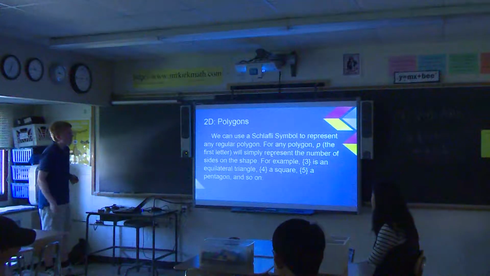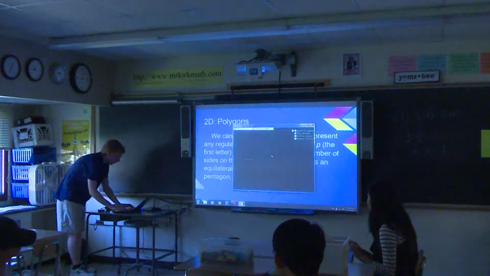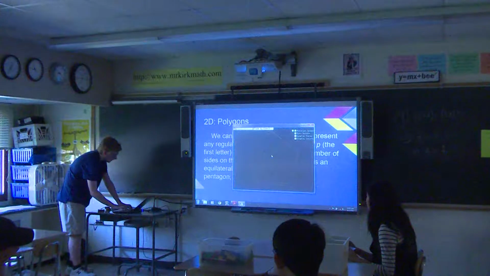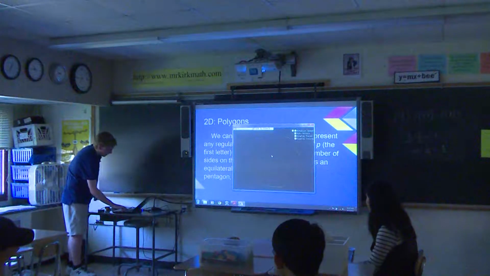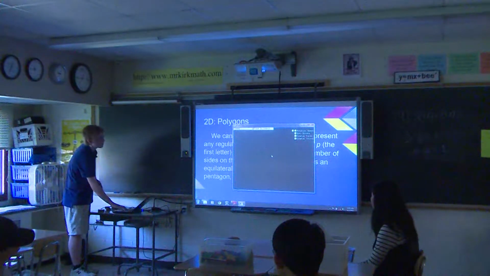It's an equilateral triangle. 4 is a square, not just any rectangle, but specifically a square. 5 is a pentagon, and as you go up, you just keep adding more and more sides. You notice as you put in larger and larger numbers, it's closer and closer to a circle.